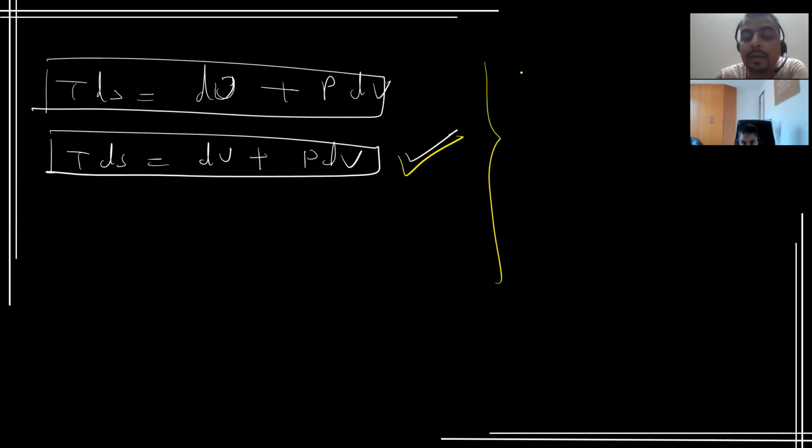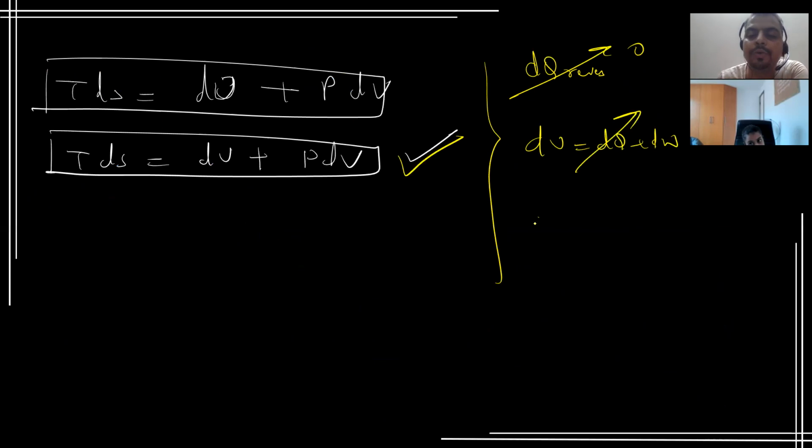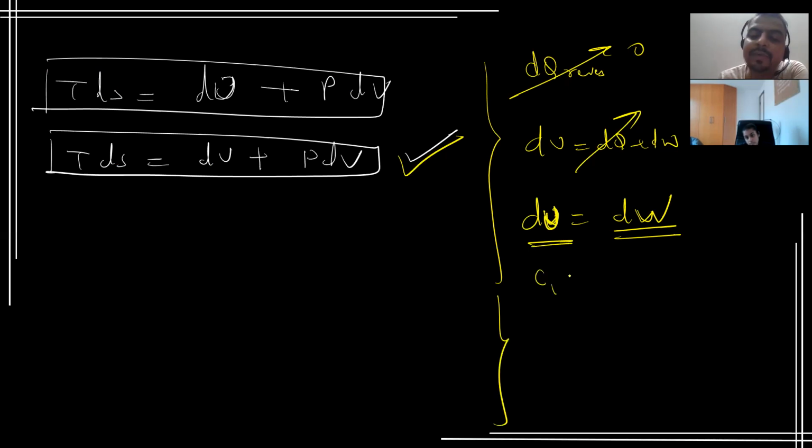Now I'll tell you one thing. As you know, in the adiabatic process, dq reversible is 0, right? So dU is equal to dq plus dw. dq becomes 0, so dU becomes dw. And you know what dU is? Have you heard about a term called Cv? Cv is the heat supplied at constant volume. Heat supplied to the system at constant volume.